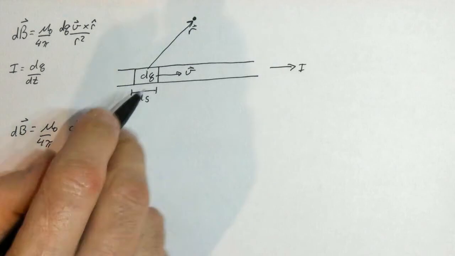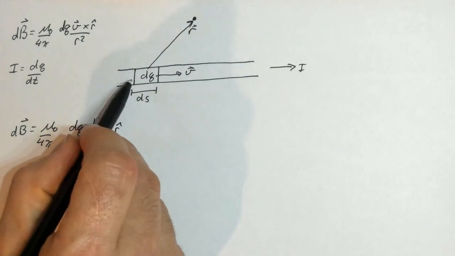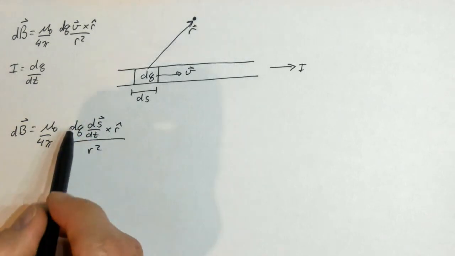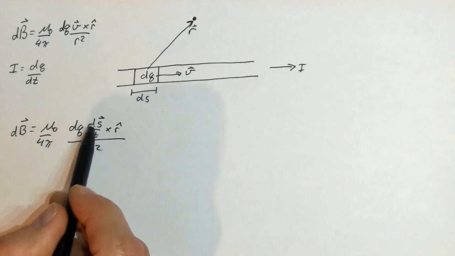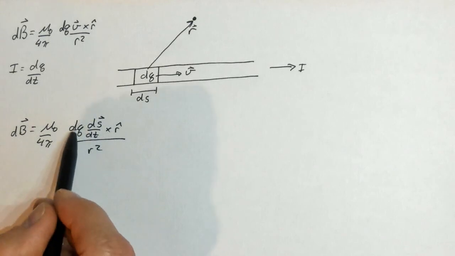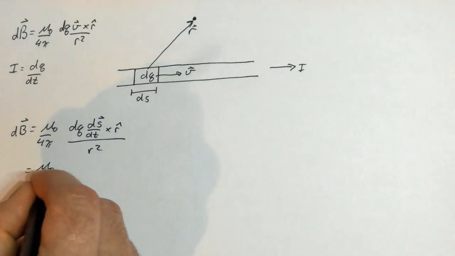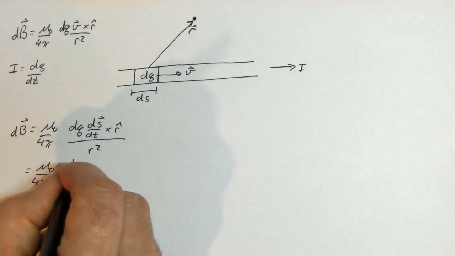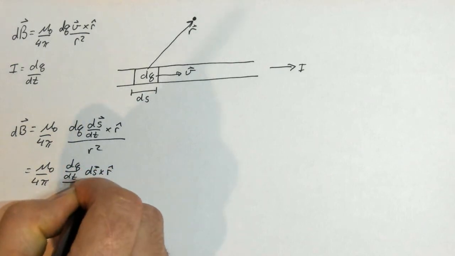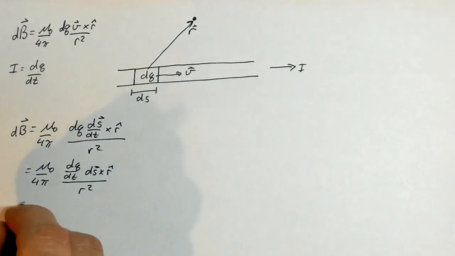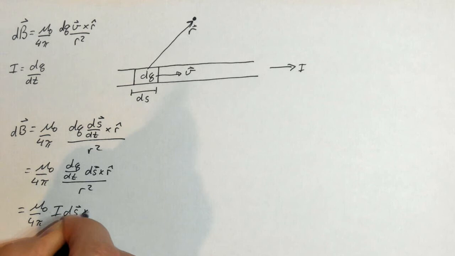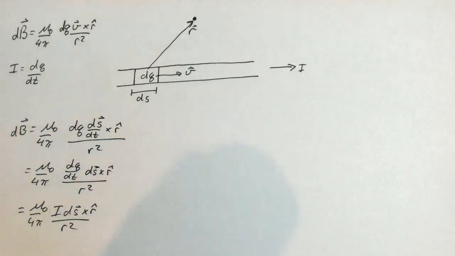That's all it is. The velocity is distance over time, so ds is the length the charge moves in time dt, divided by an r squared. Well, when we get small enough, this is just a number, that's just a number, and that's just a number. So I can switch this fraction and move this dt underneath the dq instead. I get mu naught over 4 pi, dq dt, ds cross r hat over r squared. But what is dq dt? That is our current. Mu naught over 4 pi, I ds cross r hat over r squared.